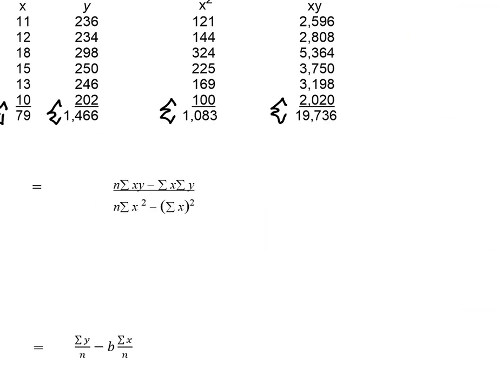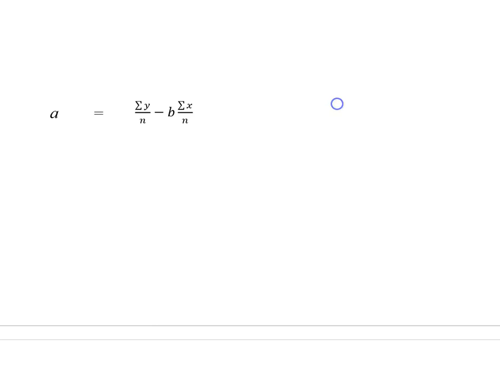So once we've got B, we move on to A. And for A, we've got 2 key terms here and here. Sum of y divided by n, sum of x divided by n. And they are averages. So let's have a look. We'll have A equals our sum of y divided by n, which equals 244.33.